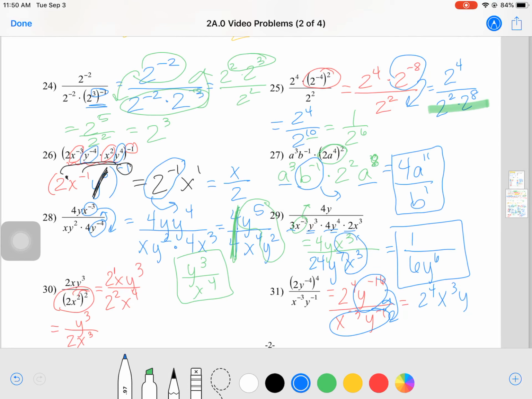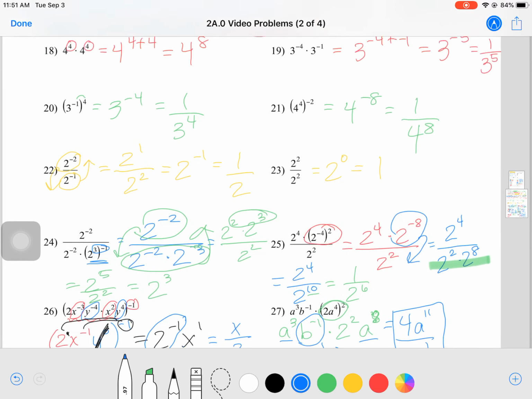But now it's x cubed y over y to the 16th. And then my y's do simplify. I have 1 on top and 16 on bottom, so that means I'm really just going to have 15 on the bottom. That 2 to the 4th you can multiply out or just leave like that.